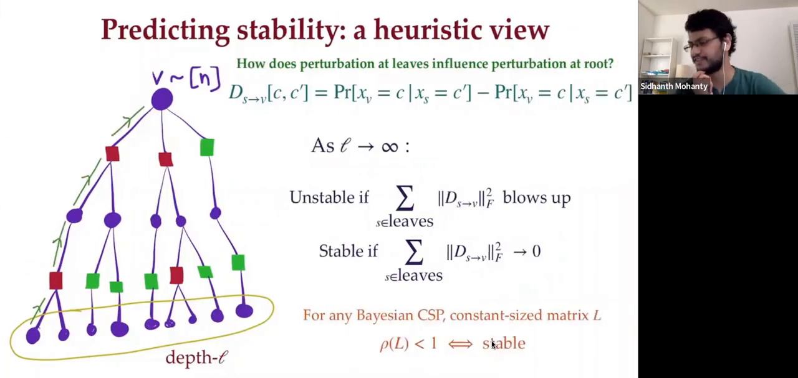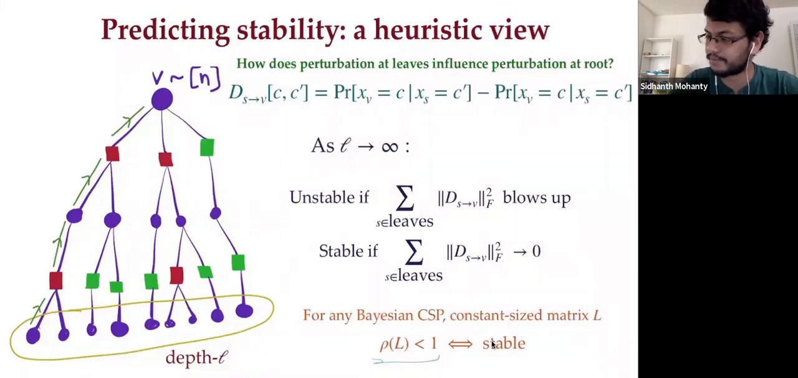And the nice thing about this is, for any Bayesian CSP, if you tell me what the parameters are, I can write you a constant size matrix L, and just based on whether all the eigenvalues of L are less than 1 or greater than 1, you know whether you're in the stable case or in the unstable case. So this is an easily determinable condition too.